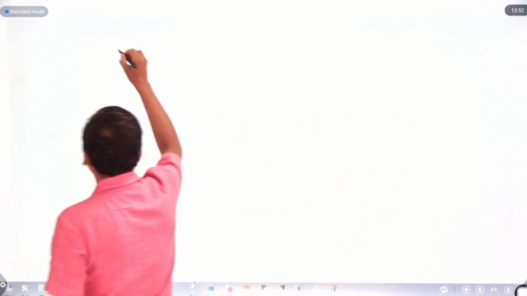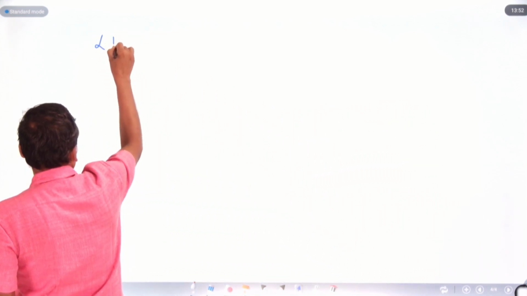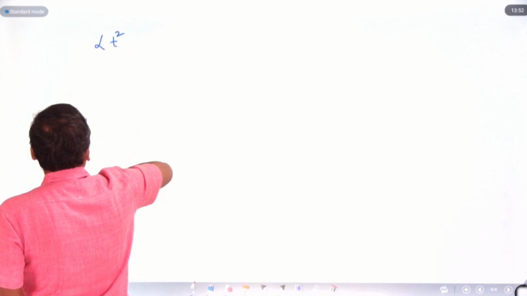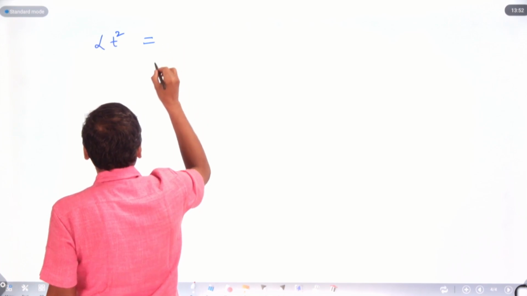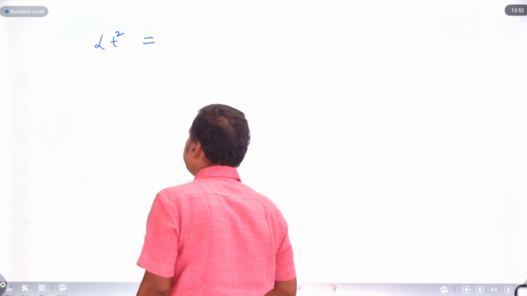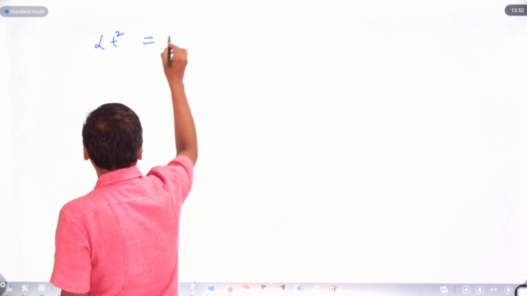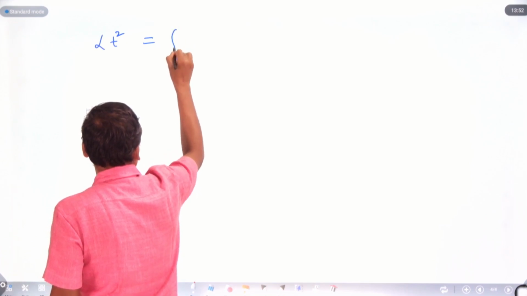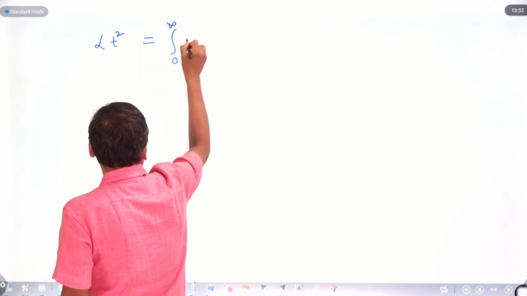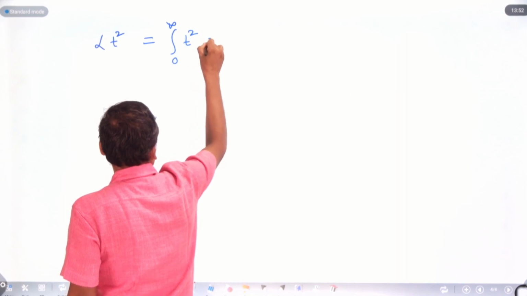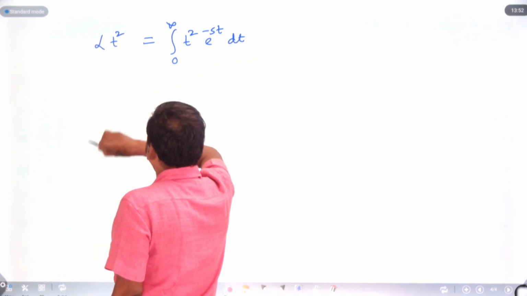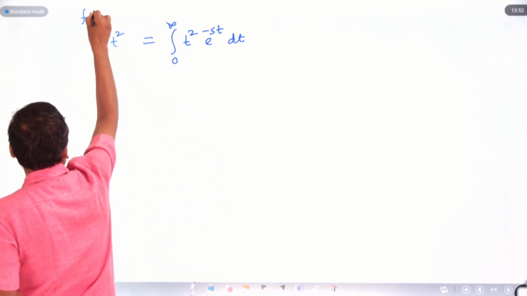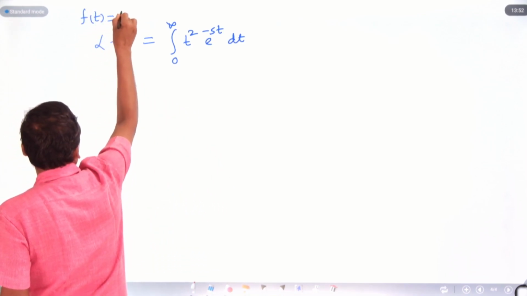Suppose I say Laplace transform of t square, what will we do? Laplace transform of t square is nothing but, as I already told you, if f of t and f of s are a Laplace transform pair, then the formula is integral from 0 to infinity of t square into e to the power minus st dt. Here the function f of t is t square.